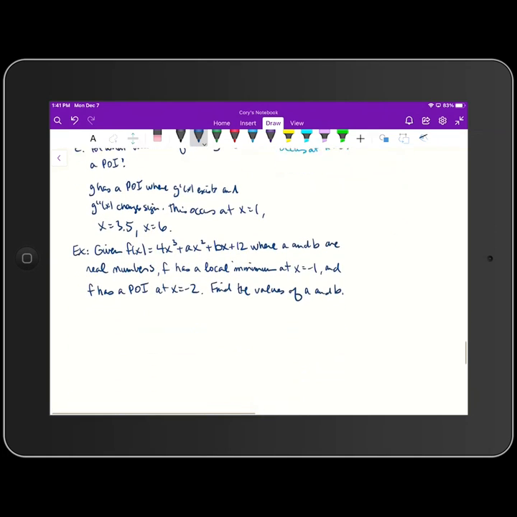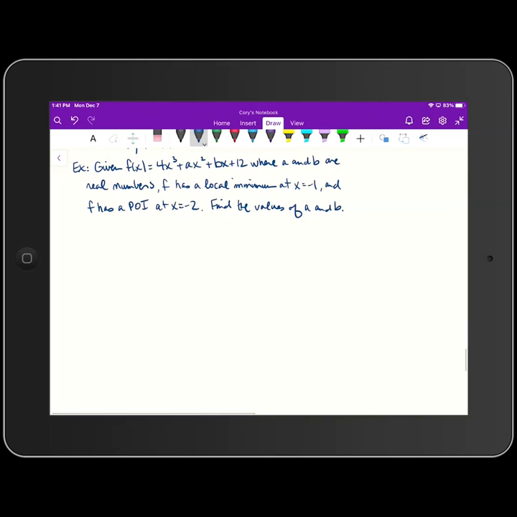Okay, so two more things to wrap up here. So the directions here, and this is another good AP style example, says: given the function f of x is equal to 4x cubed plus ax squared plus bx plus 12, where a and b are real numbers, we're told that f has a local minimum at x is equal to -1, and f has a point of inflection at x is equal to -2. We are asked to find the values of a and b.